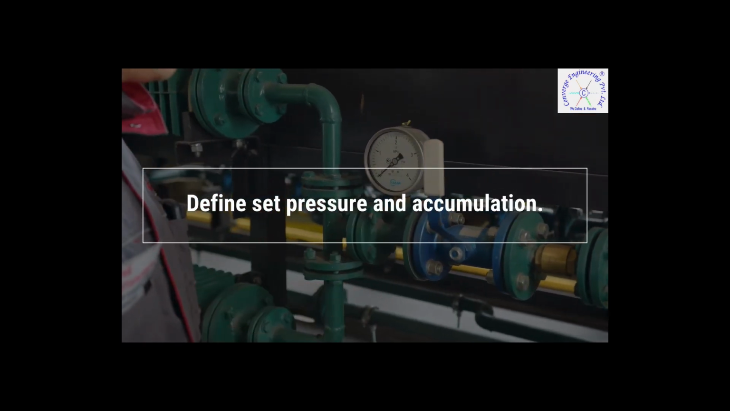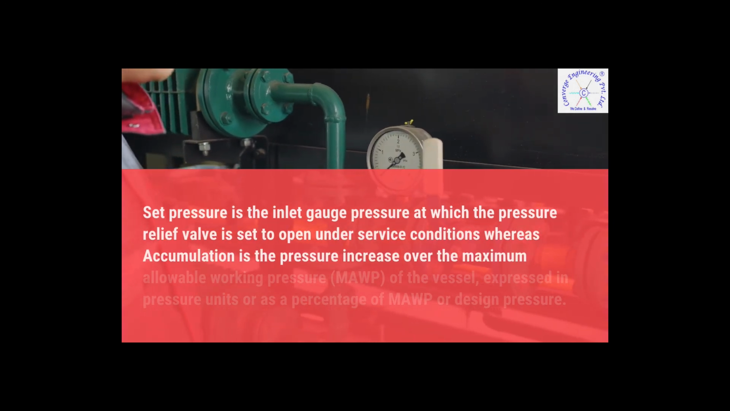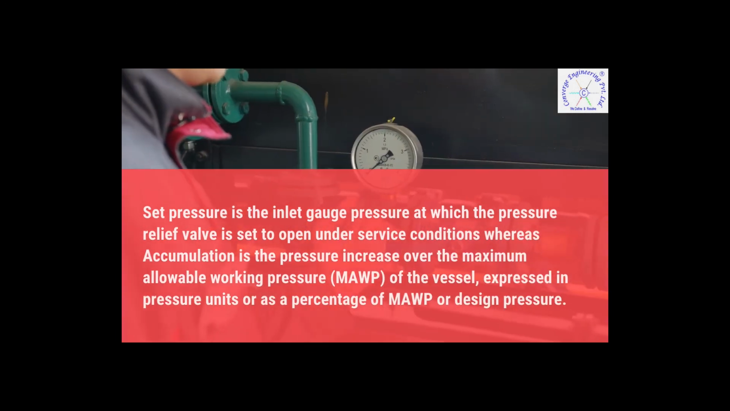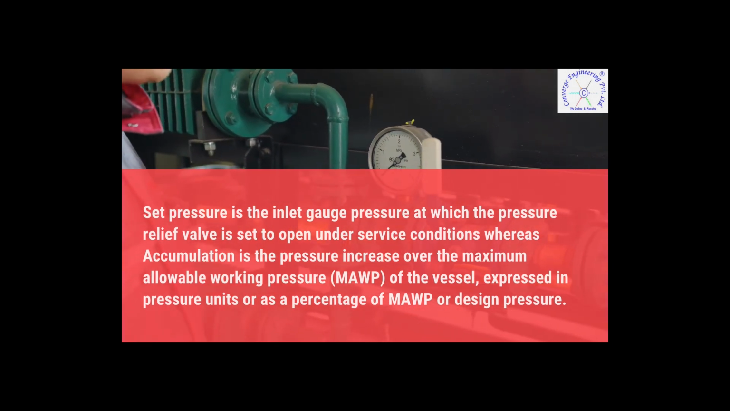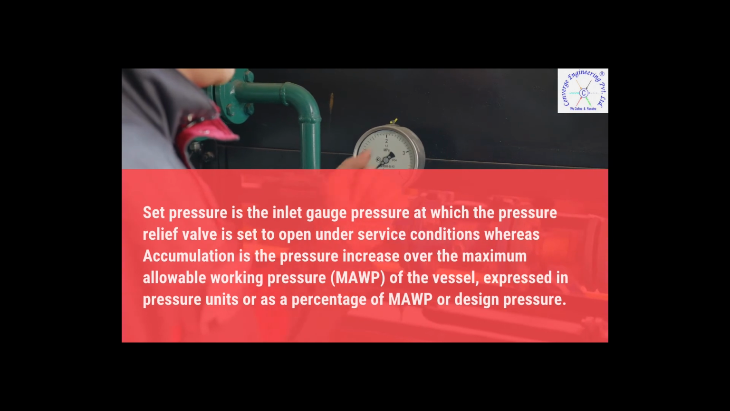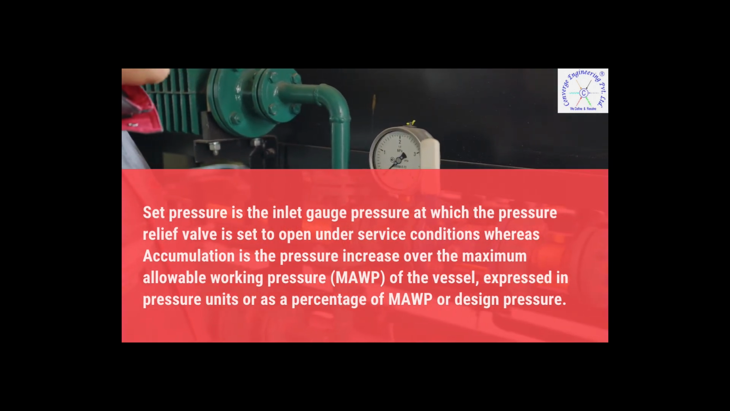Define set pressure and accumulation. Set pressure is the inlet gauge pressure at which the pressure relief valve is set to open under service conditions, whereas accumulation is the pressure increase over the maximum allowable working pressure of the vessel, expressed in pressure units or as a percentage of MAWP or design pressure.